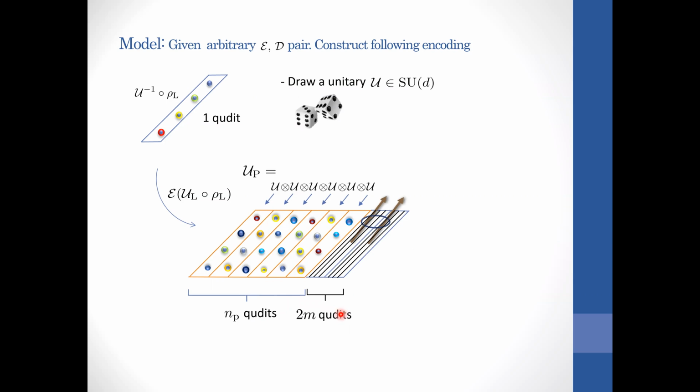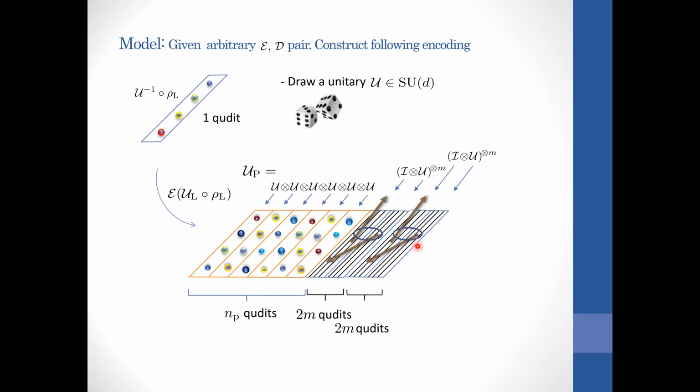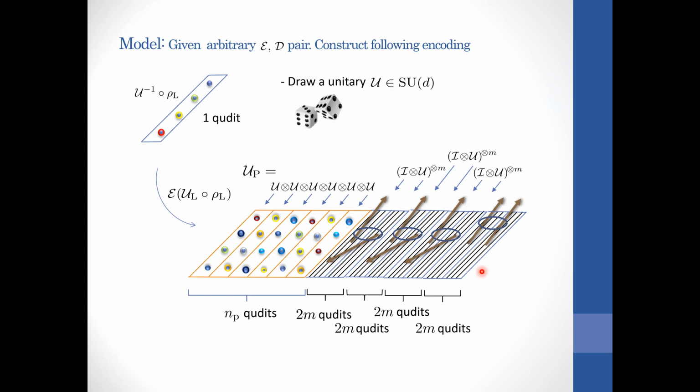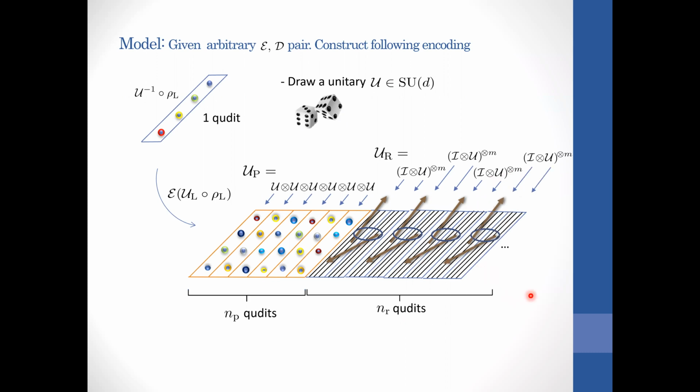Now here's where the reference frames come in. We add 2m qubits for one reference frame. We apply this unitary that we picked at random on half of those, and then we repeat. We get another reference frame, and we apply the unitary on half of them. We get another reference frame of 2m qubits, and we apply the unitary on half of those, etc., until we have n_R qubits in total to form our reference frames. Okay.